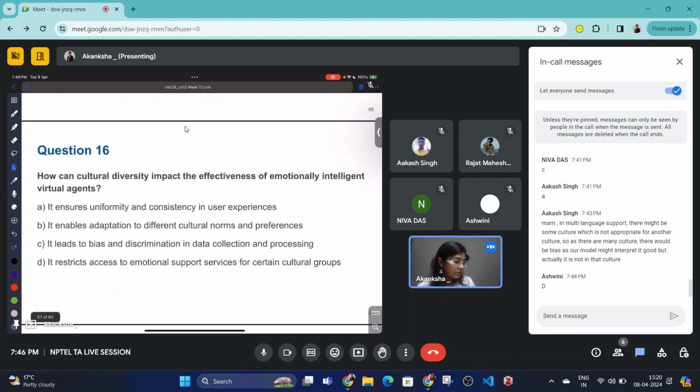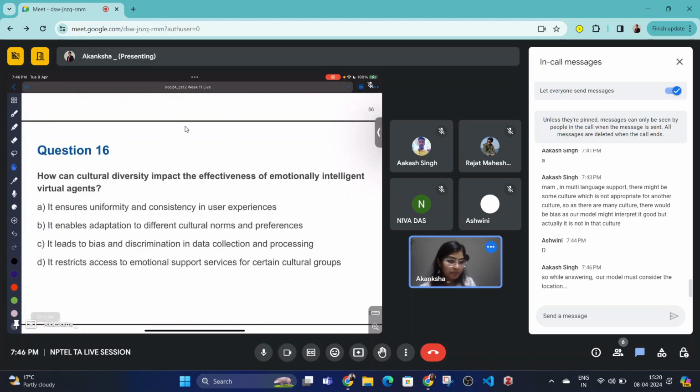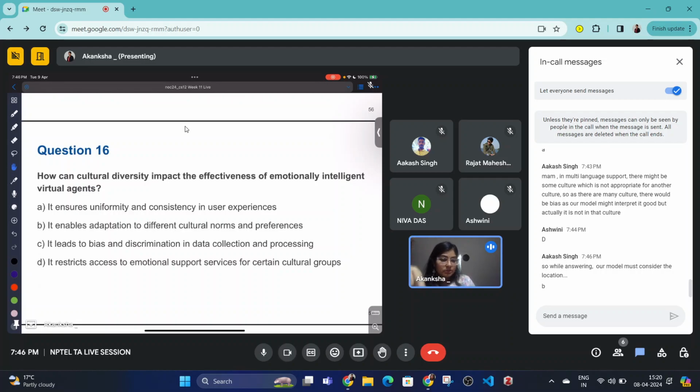Okay, next question is this culture. Yeah, so location comes under the context thing, right? So if we are including context, then our model will be better. That's what we studied. It should be a mixture of intent, emotion, and context. So this is the context.